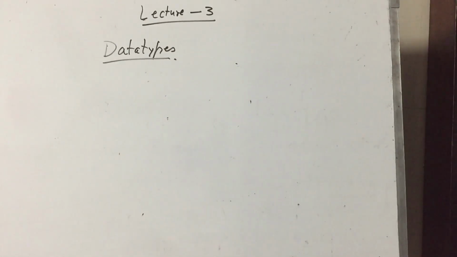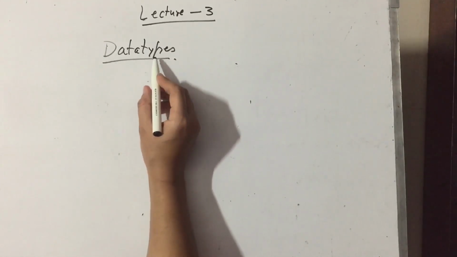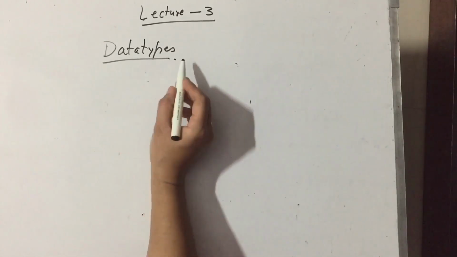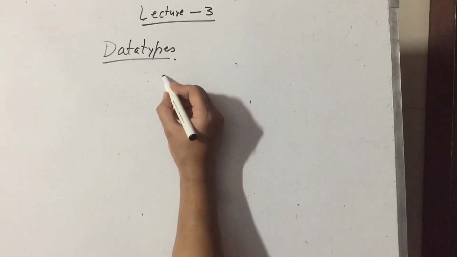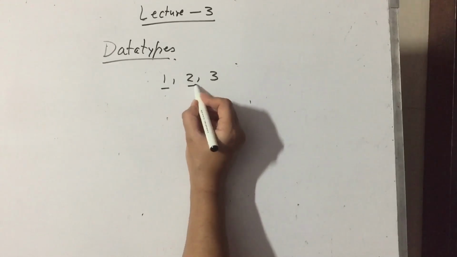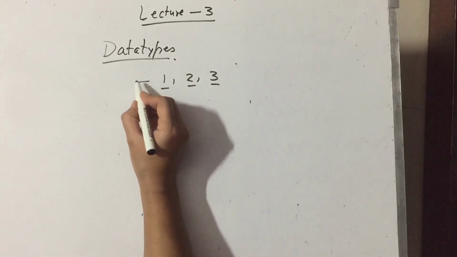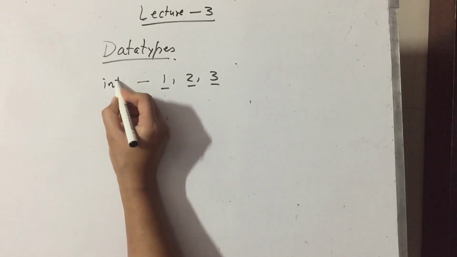Now what is a data type? Data type means it tells you what type of data is being used. Suppose I talk about 1, 2, 3. These numericals, 1 2 3, we call integer data type.